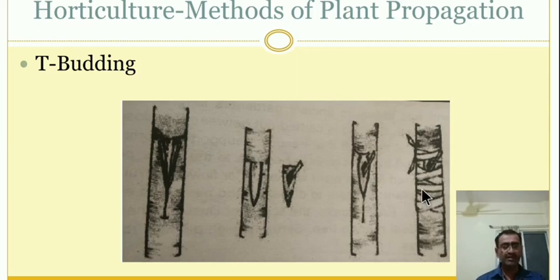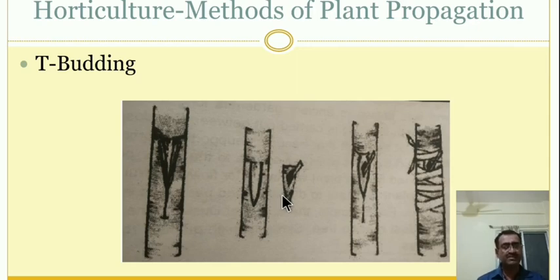Here, after that, the bark that has been lifted works as a shield, protecting the inner wood, and the method is also known as shield budding. Why shield budding? Because this bud part looks like a shield. So this budding is also known as shield budding.